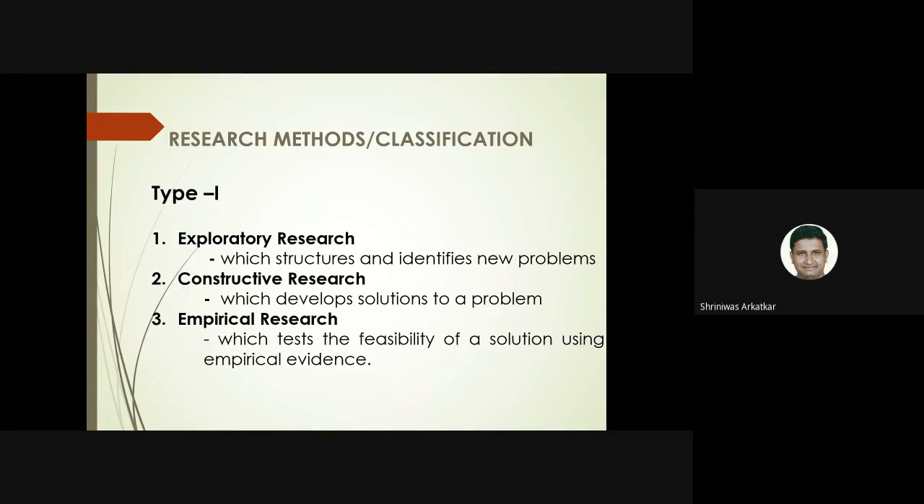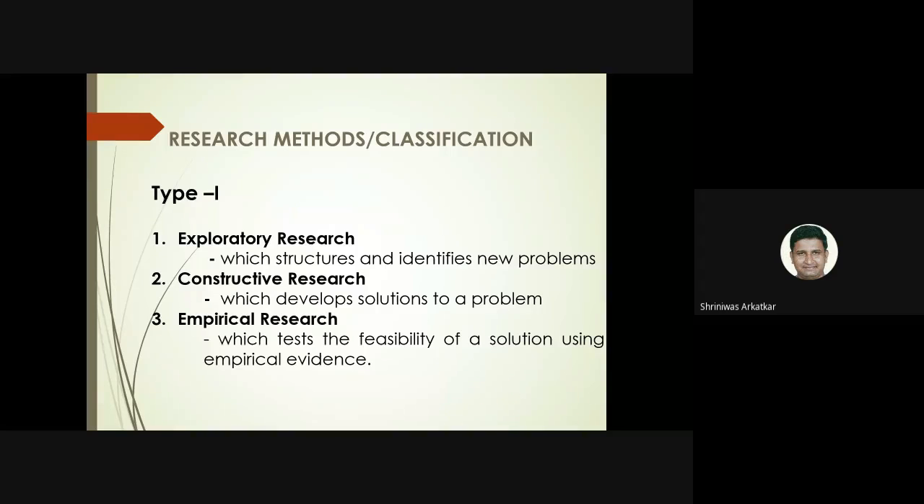Now it also depends on what kind of research methods and what kind of research you are doing. Basically, it may be exploratory research, it may be constructive research, it may be empirical research, right? This is the type 1 classification. I can tell you exploratory research is not very rigid, but is a more flexible kind of thing, where you can explore new problems which are not defined well.